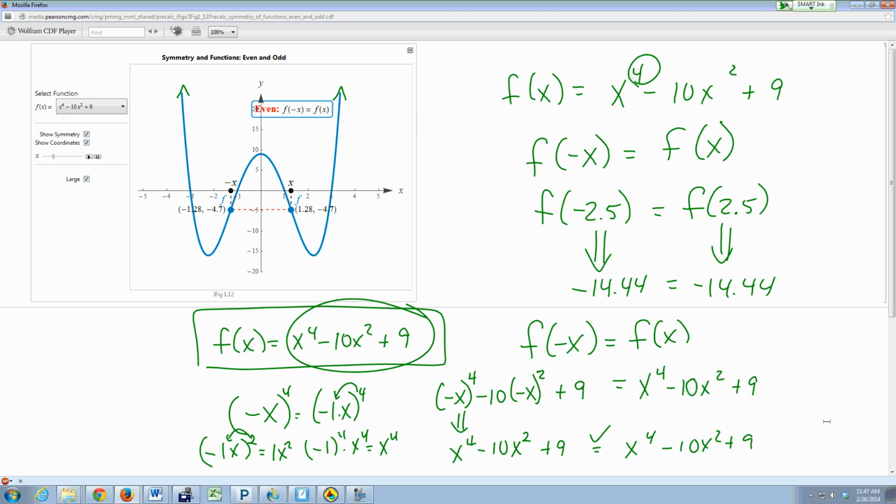And this is the most important idea right here about even functions. And that's the visual for why functions are even. Let's move along and do odd functions now.